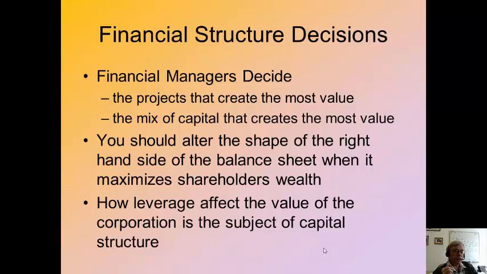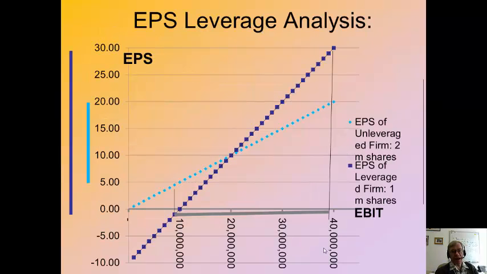One of the major decisions that corporate treasurers make is concerning the financial structure of the corporation. This is the structure of the right-hand side of the balance sheet, the debt, short-term and long-term, and the equity. Financial managers decide the project that creates the most value, and then they decide the mix of capital that also creates most value. You should alter the shape of that right-hand side of your balance sheet when it maximizes shareholder value. How leverage affects the value of the corporation is the subject of capital structure.